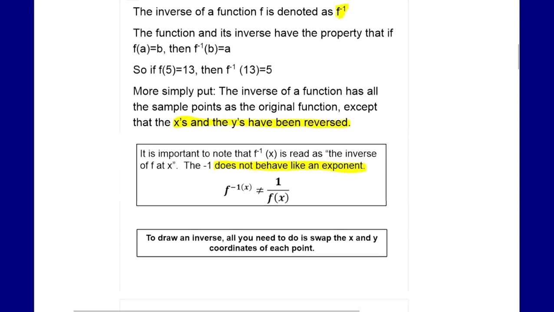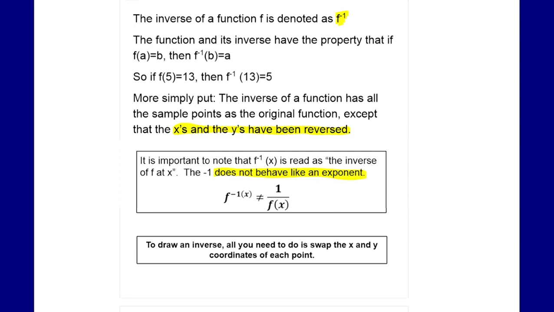And to draw an inverse, all you have to do is swap the x and the y coordinates of each point. So really all we're doing is just switching the x and y coordinates to make the inverse.